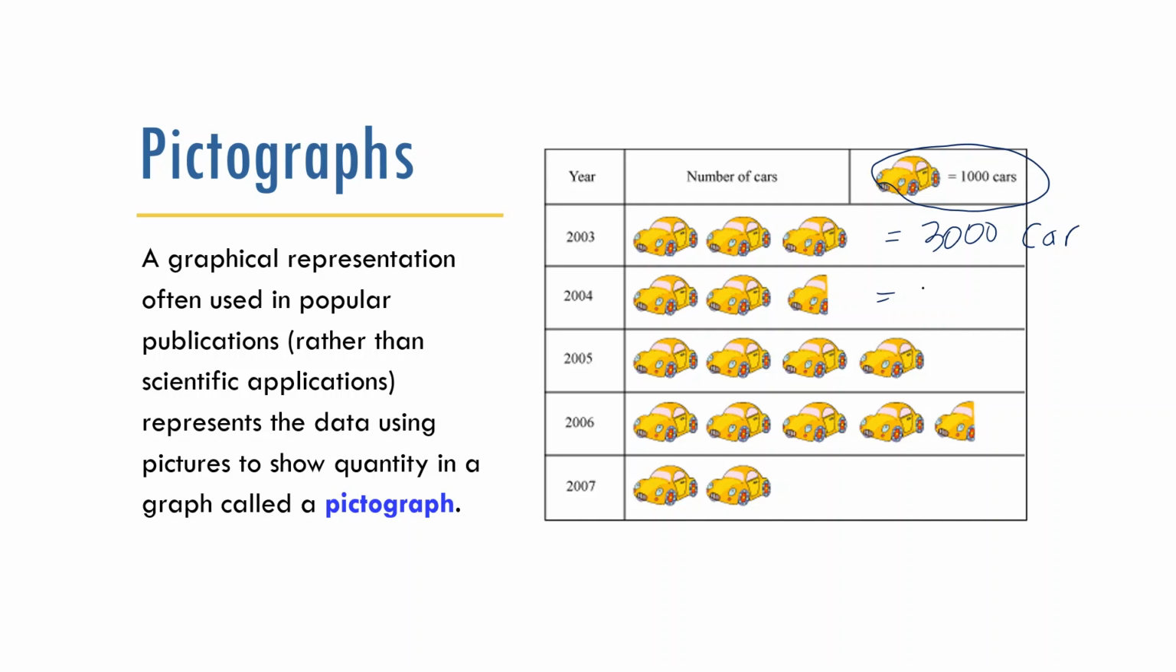2004 is 2,500 cars. And 2005, 4,000 cars. 2006, 4,500 cars. And 2007 is 2,000 cars. So this is very easy. You just have to multiply the pictures by the number that represents one picture. So this is the last graph, the pictograph.